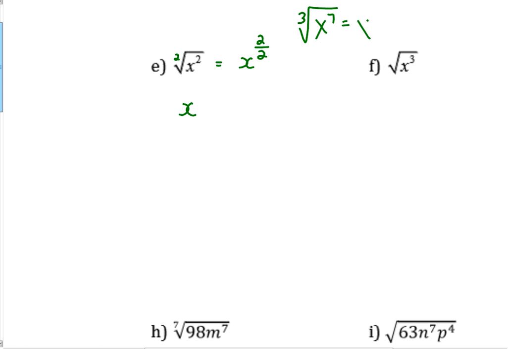x to the power of what divided by what? 3 over 7 or 7 over 3? You know it, you're just not saying it. The quietest class award goes to 7 over 3. Okay, so power over root.